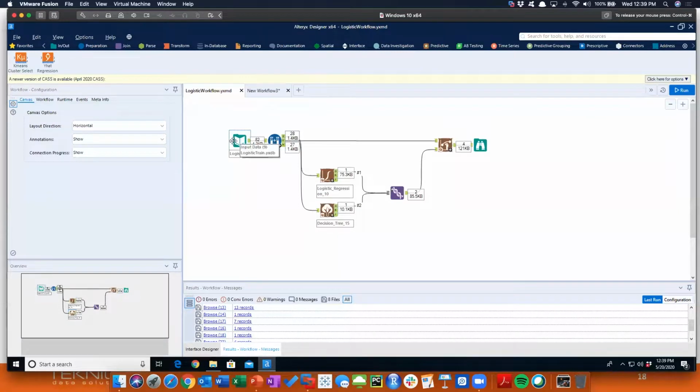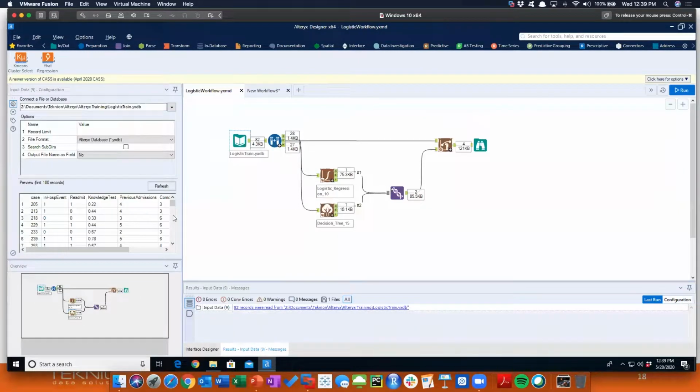So here's the data that I have, and this is just some fake data that I made. We're going to predict whether or not someone is readmitted to a hospital, so the probability of readmit. And we've got some variables. One of them is whether or not they had an in-hospital event, meaning they had some sort of event like they went into shock, or something went wrong with their heart, or they had some sort of in-hospital event.